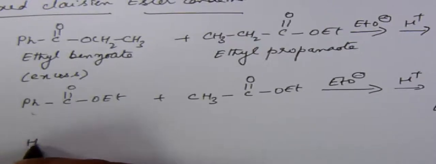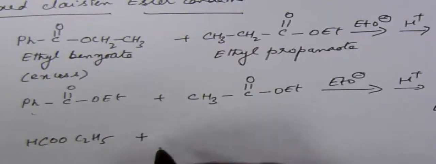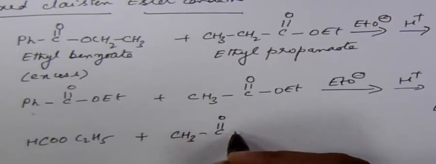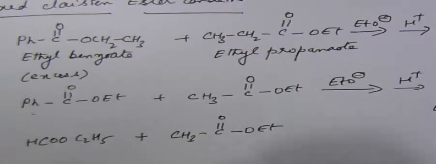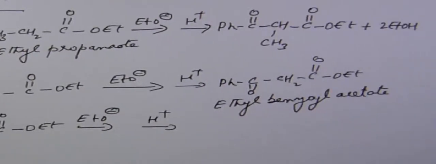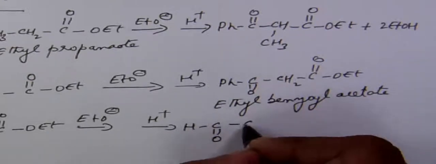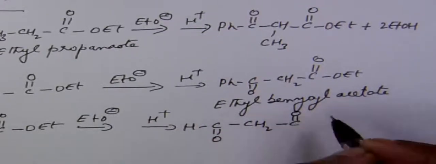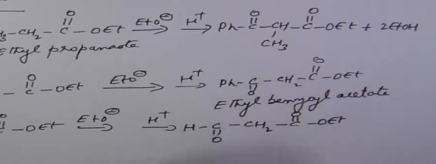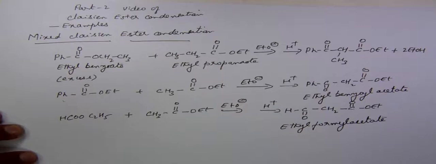Let's do one more. We can take ethyl formate, and we take ethyl acetate, and alkoxide, protonate, and we get ethyl formyl acetate, C double bond O, O ethyl, and we call this ethyl formyl acetate.